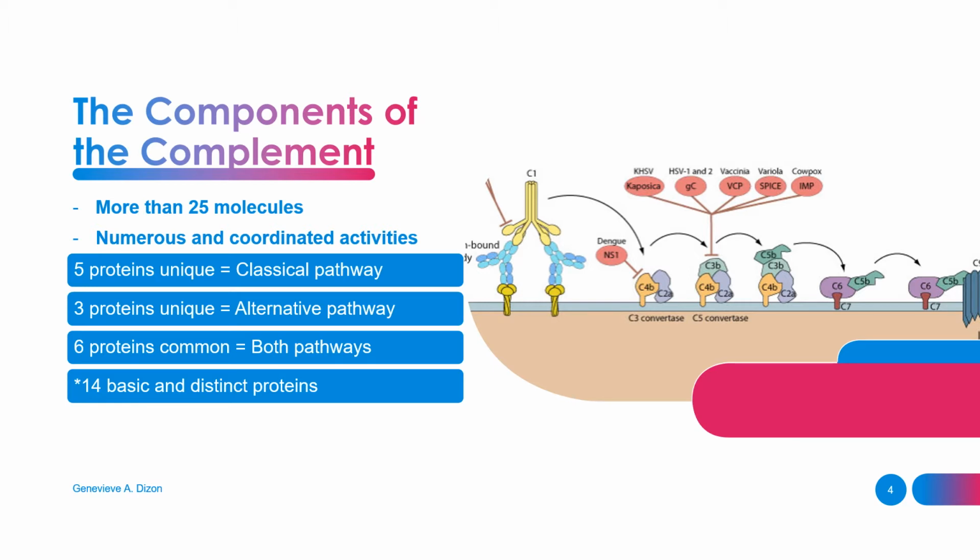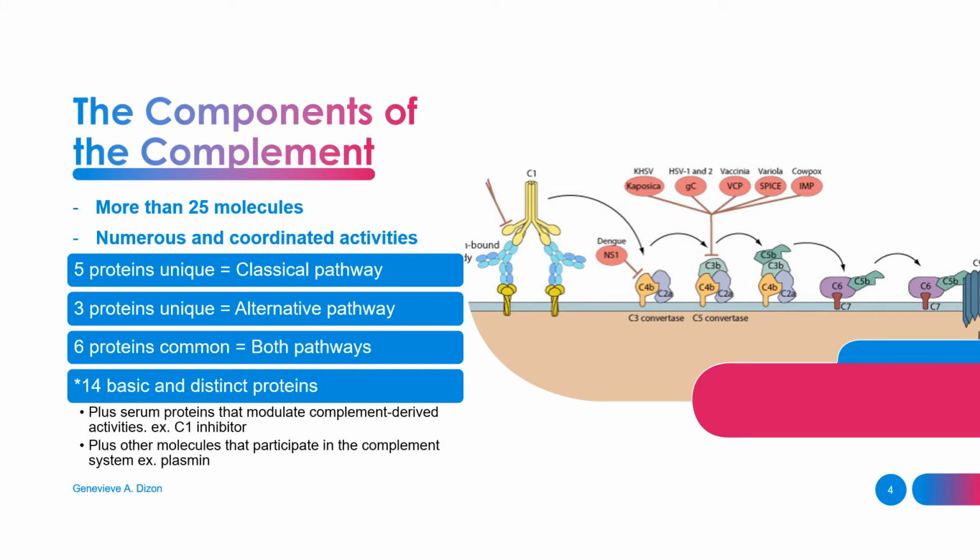So what makes them more than 25? We need to add the serum proteins that modulate complement-derived activities, like the C1 inhibitor. Plus, we need to add other molecules that participate in the complement system, like plasmin. All of this would make more than 25 molecules that participate in the complement system.